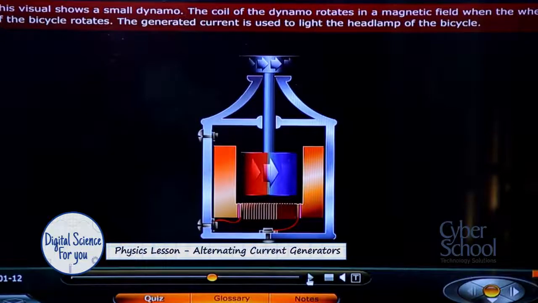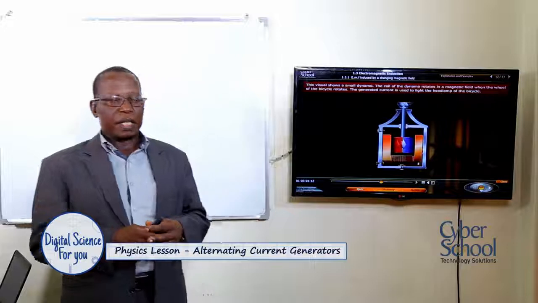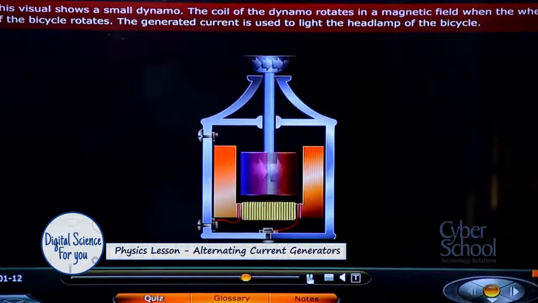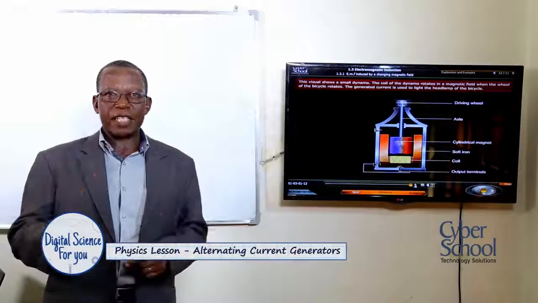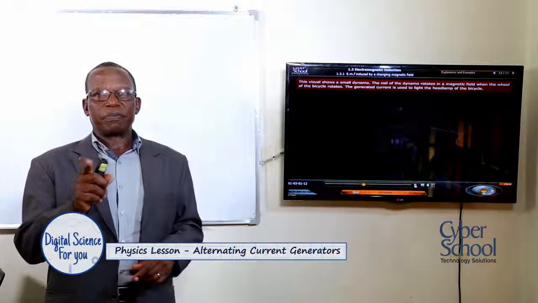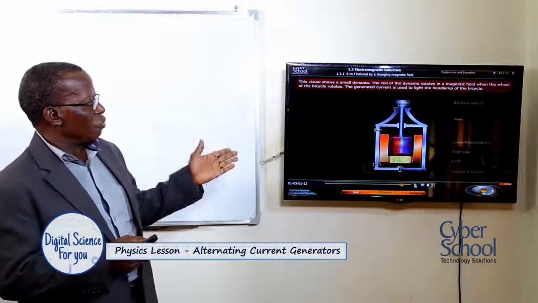It consists of the same arrangement, the coil and the magnets arranged in such a way that in this case the magnet is the one rotating and the coil is stationary. So we can have either the coil rotating in between the poles of a magnet, or you can have the magnet rotating in the coil. The same current will be induced.